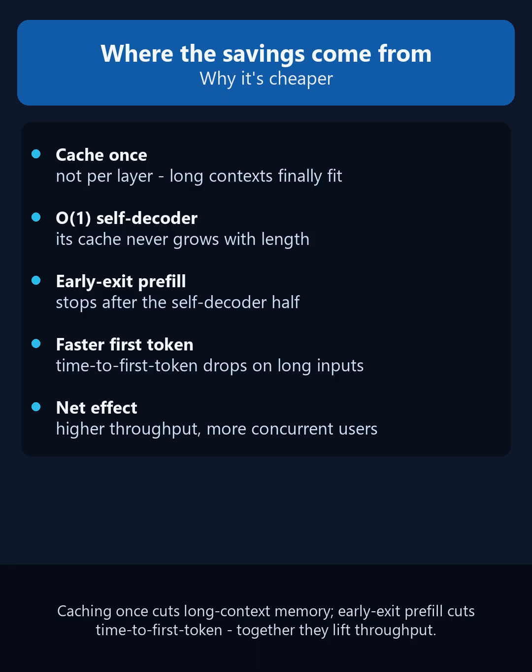Where does the saving come from? Two places. First, caching once instead of per layer slashes the memory that long contexts demand, so you fit far longer prompts on the same GPU. Second, early exit Prefill. Because the cross-decoder only reuses the cache, Prefill can stop after the self-decoder, cutting time to first token on long inputs. Together they raise throughput and serving capacity, more concurrent users on the same hardware budget.